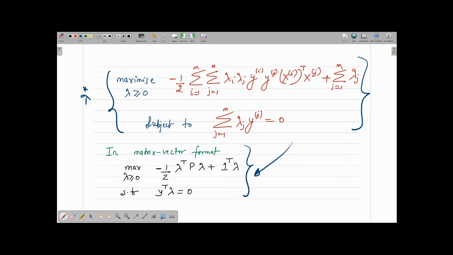So this is for you as an exercise. Try it yourself; it may or may not come in the exam, so this is for you to do as an exercise. You have to convert this particular optimization framework, which is on the top, into a matrix vector product, which is on the bottom.